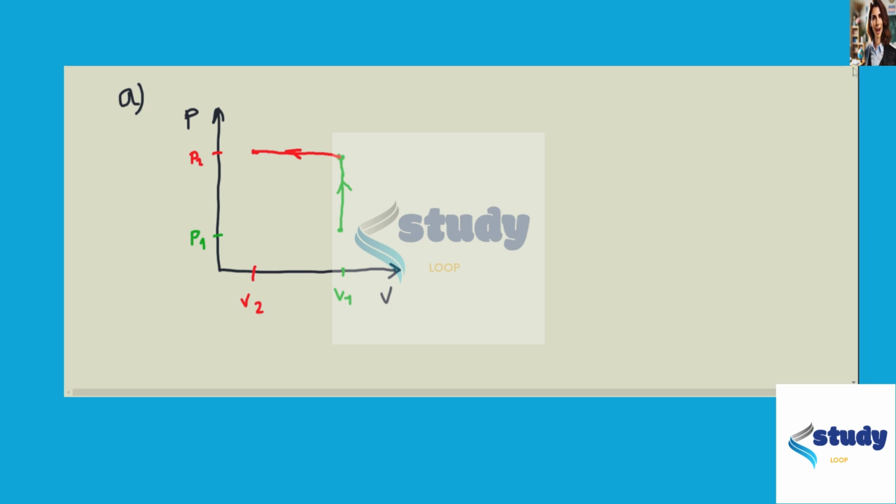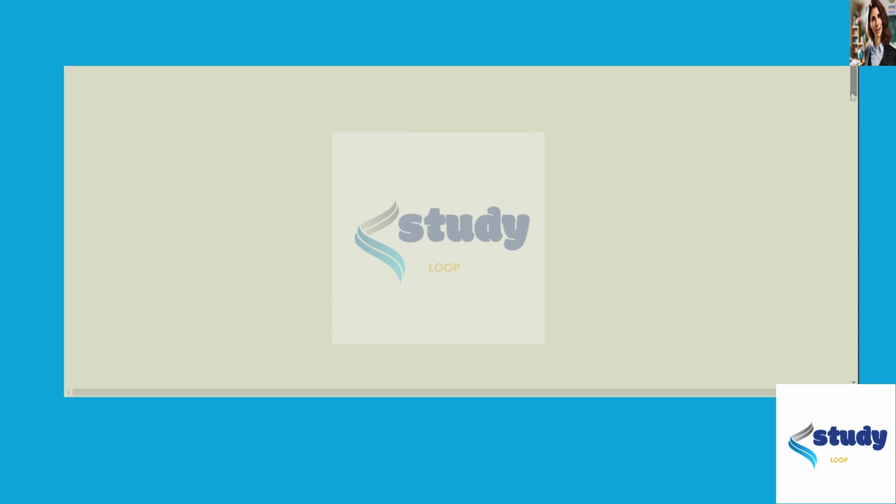Now, for part B, we need to find the work done. And the work done is going to be a sum of two works, for the two processes. So each process has some work corresponding to it. For the first process, the work W1 is simply going to be equal to 0. Now why? Well, because at the start there is no change in volume.